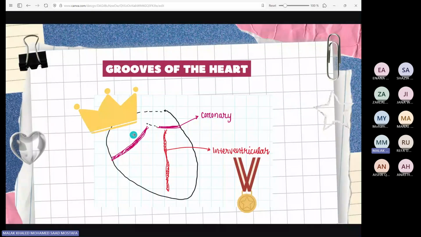It has a crown, the coronary sulcus, or the coronary groove, and then your interventricular groove, which will be the medal. Okay, now we've built the house, right? Anything that will come inside it will be easy, inshallah.